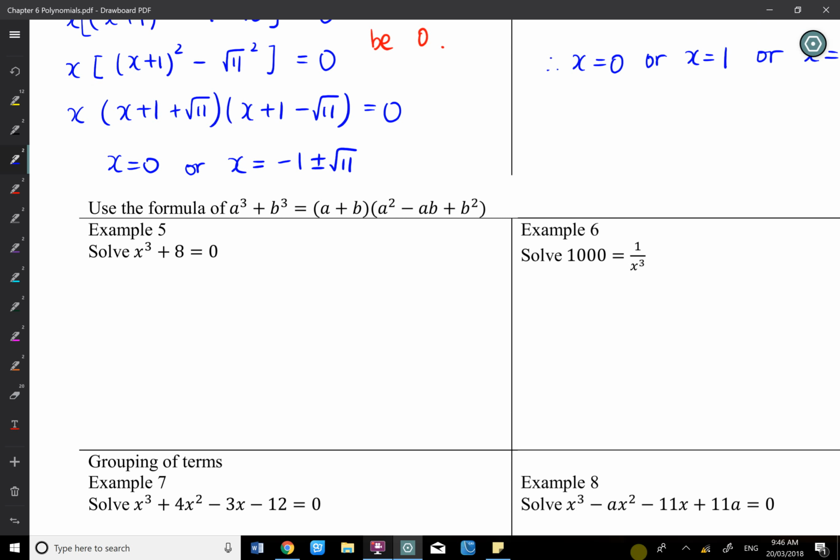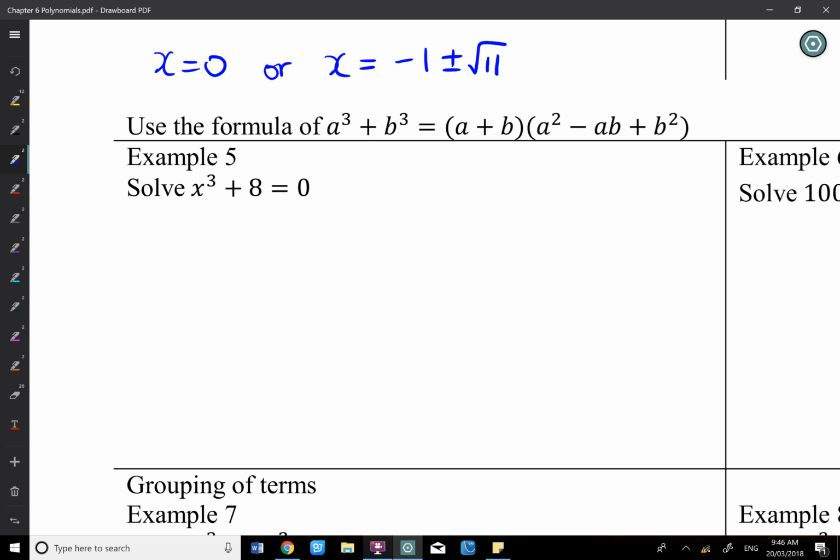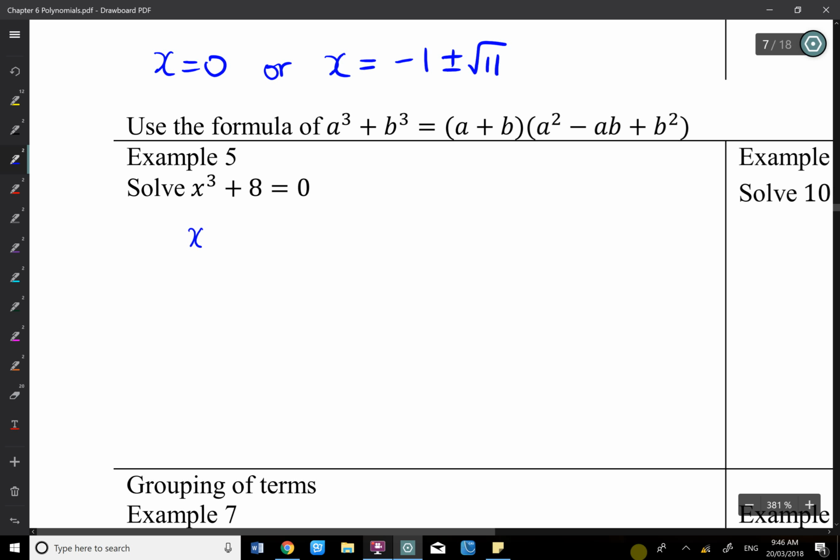Okay, for the next one. Well, for this one, there are two ways to do it. I want you to understand both methods. The first one is, well, I can solve it directly. You can see we can solve it directly without factorizing because x cubed will equal minus 8.